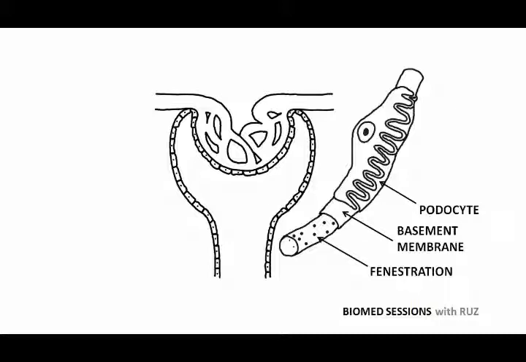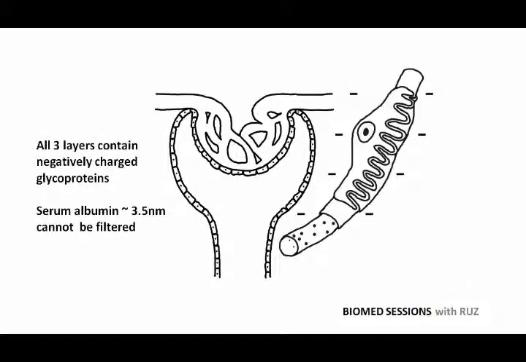These look like monsters wrapping their arms around the layers below, and they themselves have many finger-like projections called pedicels, which are so close to each other that there are just narrow filtration slits between them, which allow only small molecules to pass through. One thing to note is that the ultrafiltration barrier is charge selective. As all three layers contain negatively charged glycoproteins, it is difficult for negative molecules to pass through. Hence, serum albumin is not filtered, despite being in the size range.